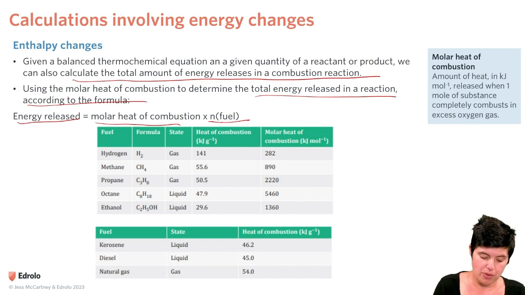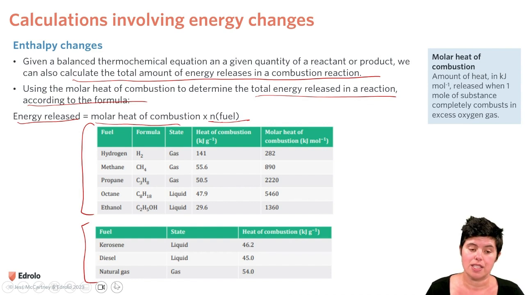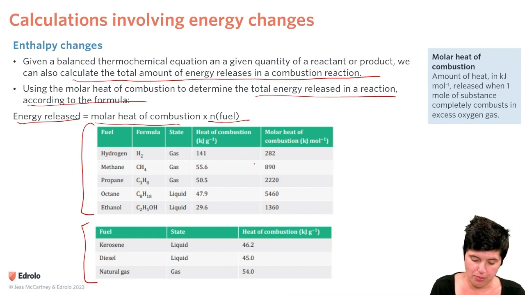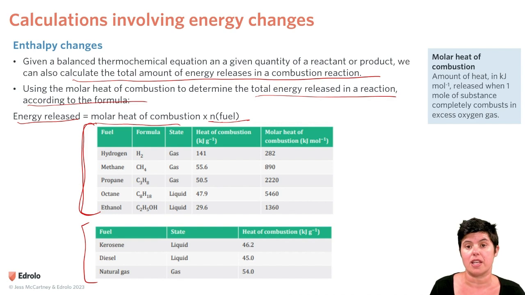So the tables that we have here are similar to the ones that are found in your data book, and this gives you the molar heat of combustion, either in kilojoules per gram or kilojoules per mole, depending on what you are trying to calculate. This will also depend on whether the substance is pure or not. So you would see all of these here in the first table are all pure, and that means that the molar heat of combustion can occur in both. And in kerosene, diesel, and natural gas, these are mixtures, so therefore they can only occur in kilojoules per gram.